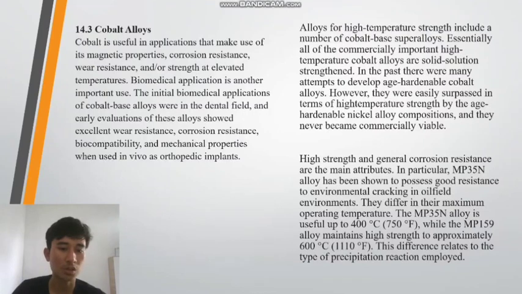MP35N alloy has been shown to possess good resistance to environmental cracking in oil-filled environments. They differ in their maximum operation temperature. The MP35N alloy is usable up to 400 degrees Celsius or 750 degrees Fahrenheit, while the MP159 alloy maintains high strength to approximately 600 degrees Celsius or 1110 degrees Fahrenheit. This difference relates to the type of precipitation reaction employed.